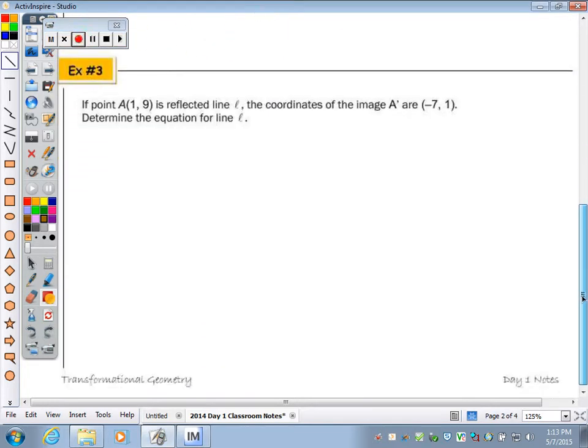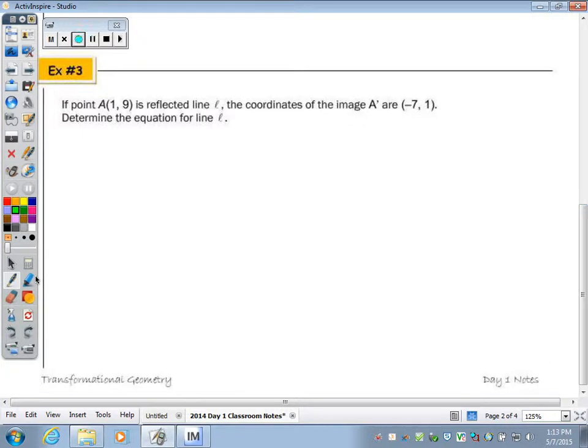All right, number 3. We have point A, which is 1, 9. So it's to the right of the origin up 9, and that one's to the left down 1. So here's the point left down 1, so negative 7, 1, which is A prime. And up here, 1, 9 is A. I need to write the equation for the line of reflection. We've done this before many times already. All this is, a reflected line is the perpendicular bisector.